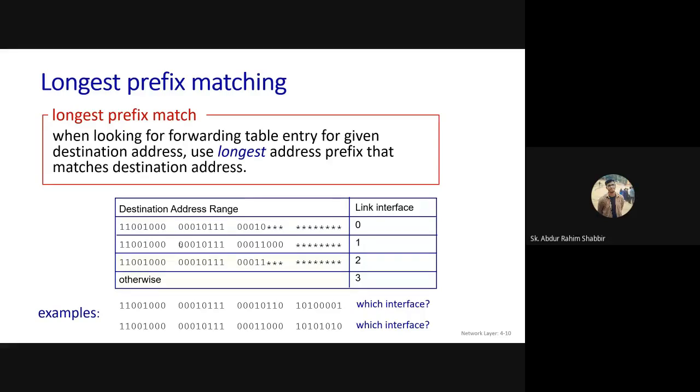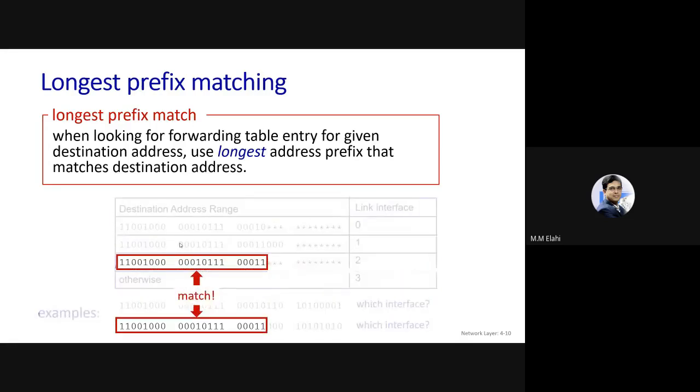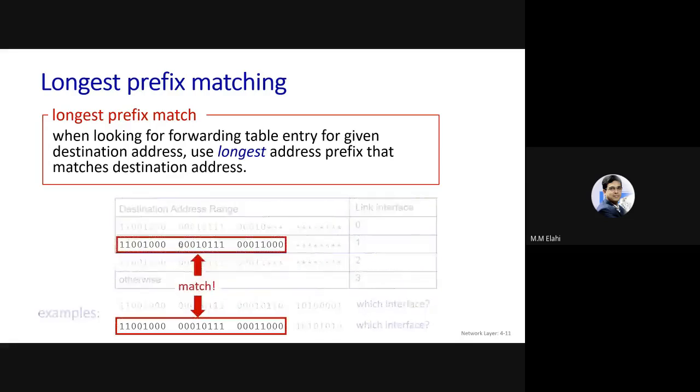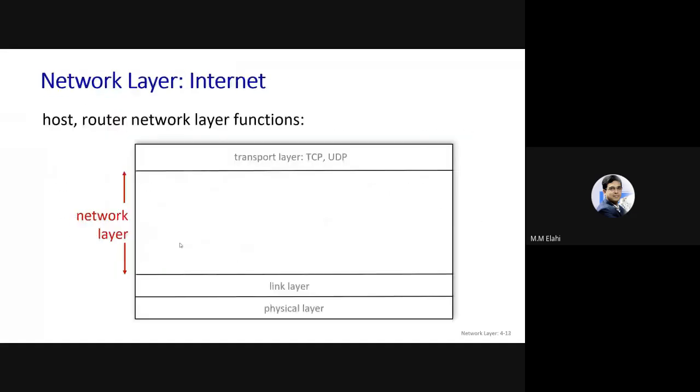Yes, sir. Okay. So like this is matching, but also this is matching, but this matches with more bits. So it will forward the packet to the entry with the more number of bits. Okay, so that is about the routing table. We will do hands-on in the next class.